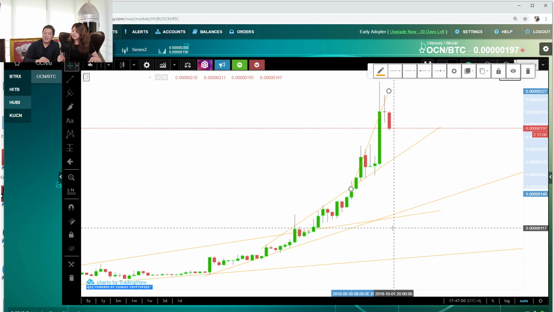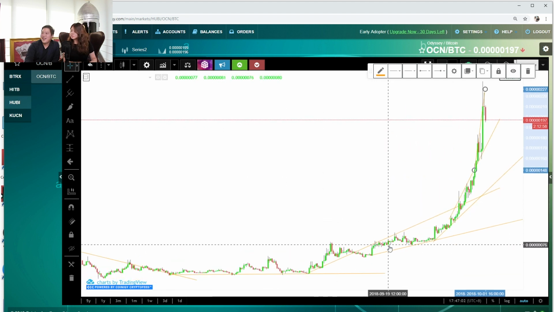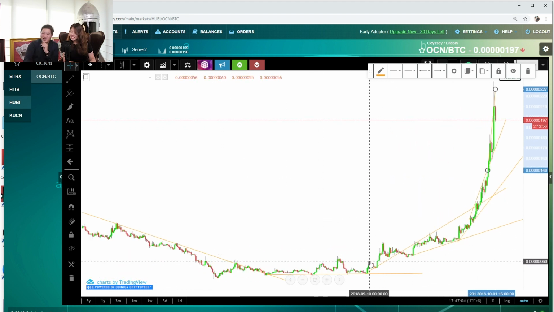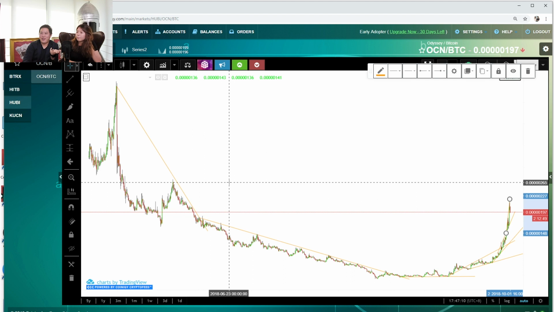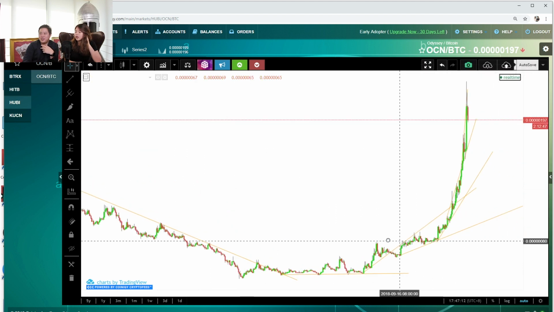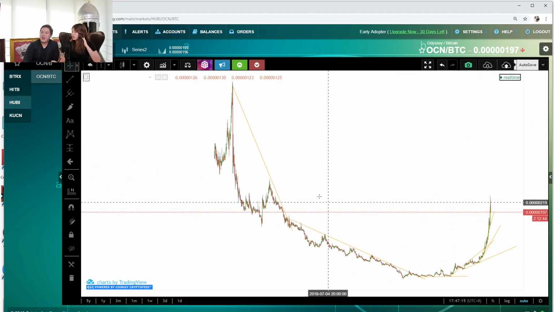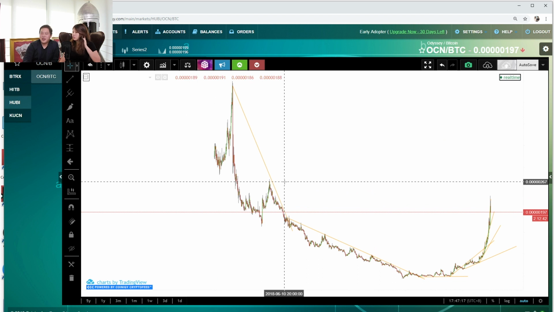Zoom out. It's really like we're just tracing a circle. What is happening? Okay, let's just ignore everything before that, right? Okay, wait. Let's see what it is. It's not even a daily chart. It's a 4-hour chart, so it's okay.